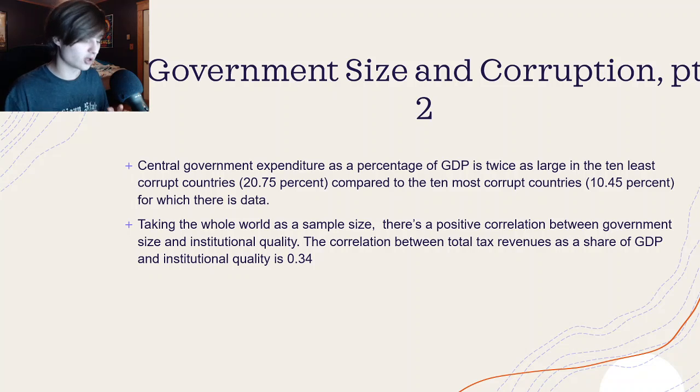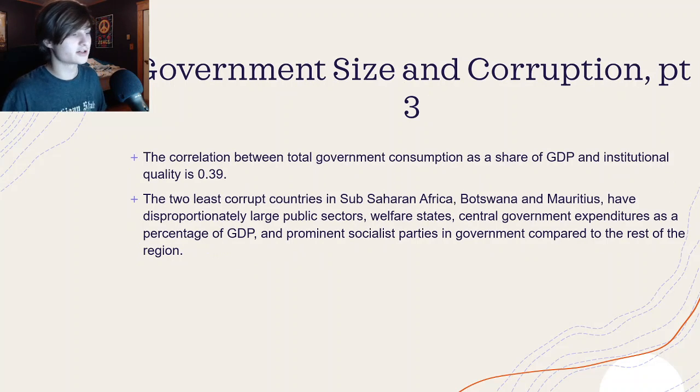Even if we take the whole world as a sample size, there is a positive correlation between government size and institutional quality. The correlation between total tax revenues as a share of GDP and institutional quality, which is sort of a measure of corruption, is 0.34. Additionally, the correlation between total government consumption as a share of GDP and institutional quality is 0.39.